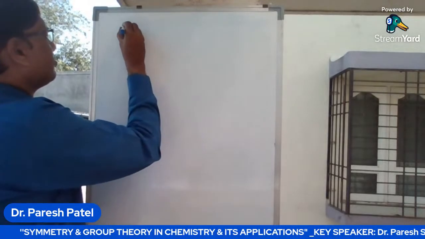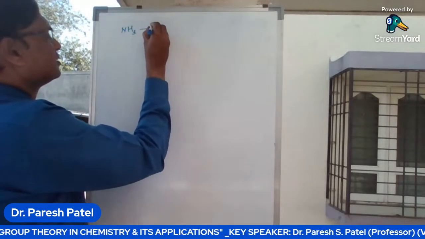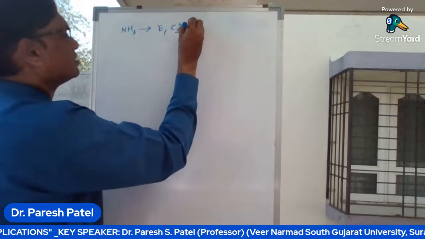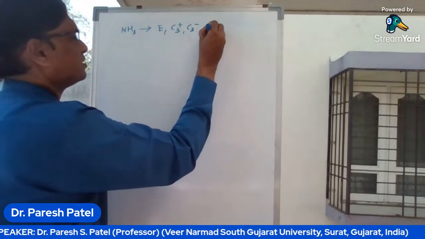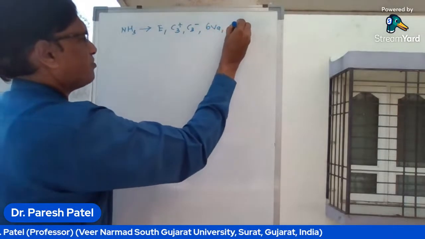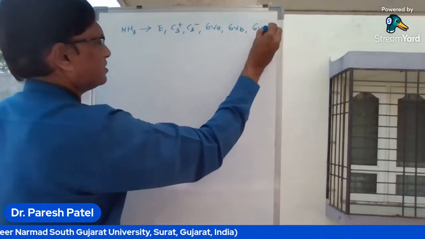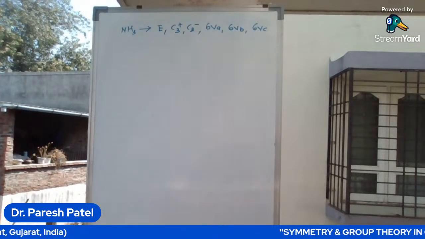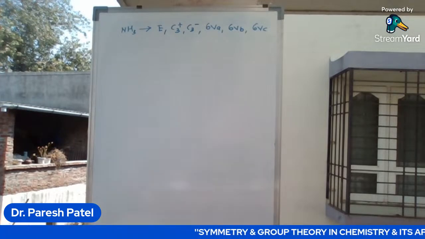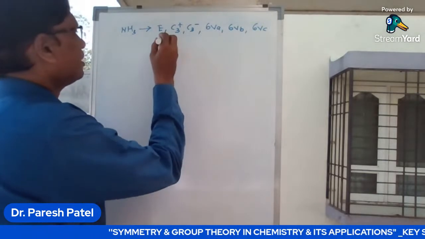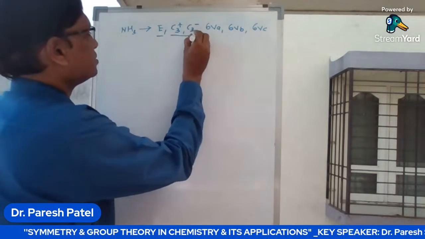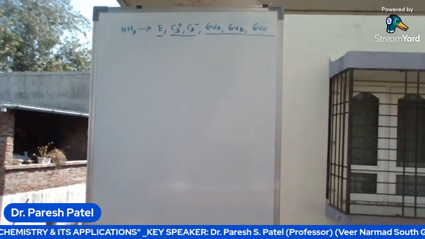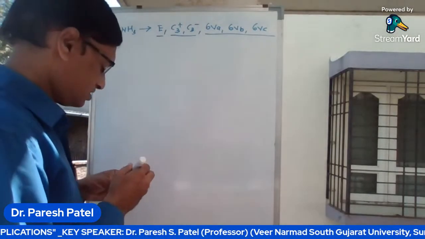Now in case of the ammonia molecule, we know that the symmetry elements E, C3 plus, C3 minus, sigma Va, sigma Vb, and sigma Vc, these 6 symmetry elements are present in this molecule. Now, in case of the ammonia molecule, E is conjugate to itself. Sigma Va, sigma Vb, sigma Vc are conjugate to one another to form a combined class.